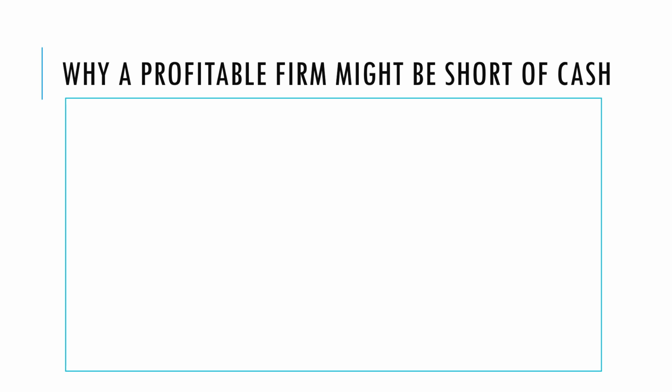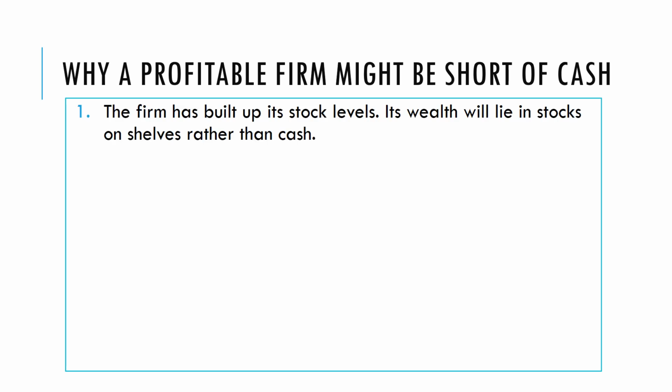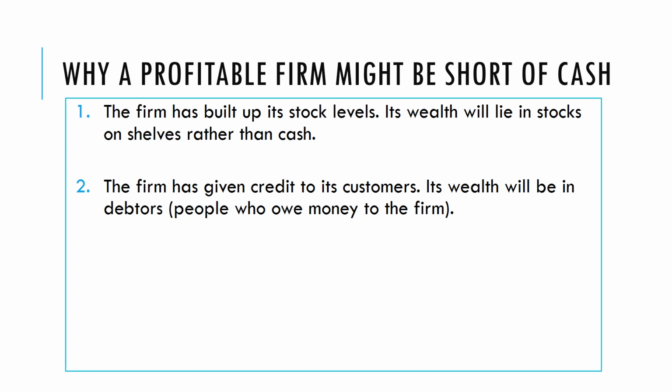So there's a number of reasons why a firm like Talisa and Terry's, a profitable firm that made a profit every month, might be short of cash. One might be that it's built up its stock levels. It's used the previous profits to buy more stock, and so it has stock rather than cash. So if it's due to pay a supplier or pay its rent or wages, it can't because it just has stock instead of cash. Another might be that it's giving credit to its customers.